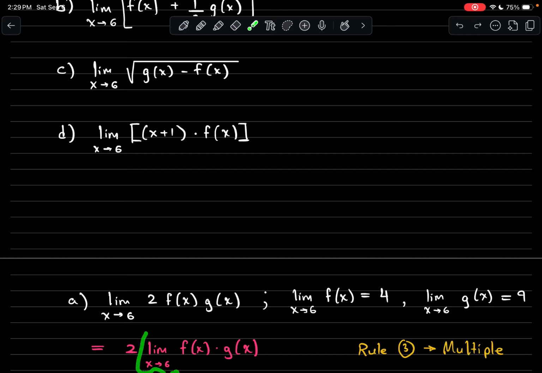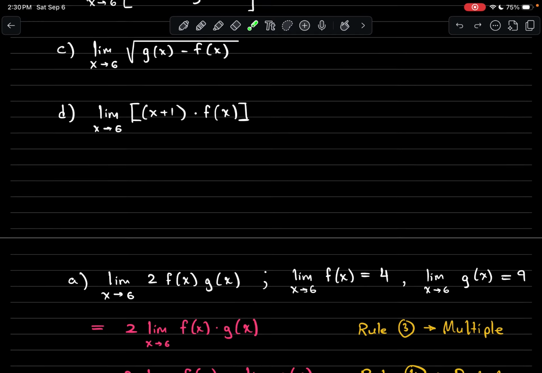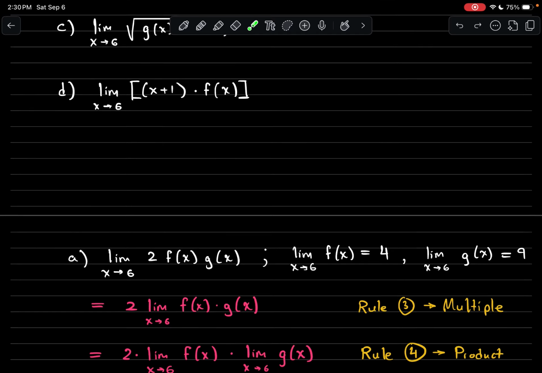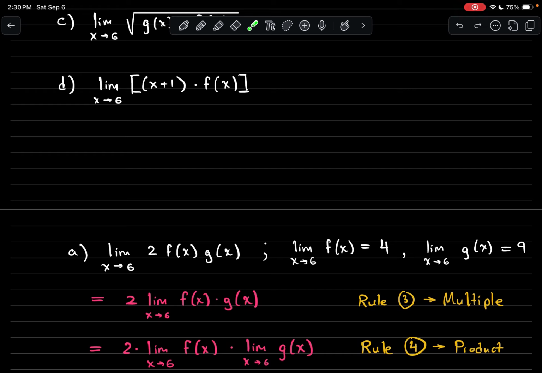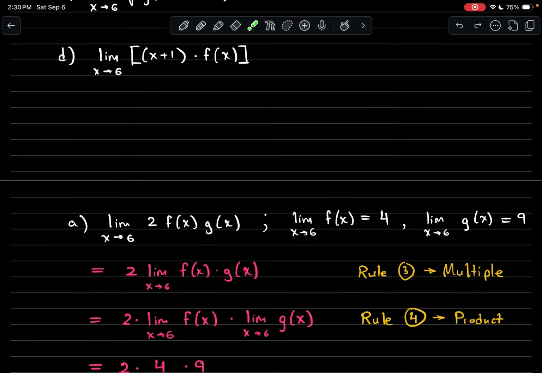Now we're left with the limit of a product. So although we have the values for each individual limit, we don't know what the limit of the product of these functions comes out to. So we can go ahead and break that apart using rule number 4, which is the product rule, and now we can substitute individually for each limit, okay, and evaluate what this comes out to.